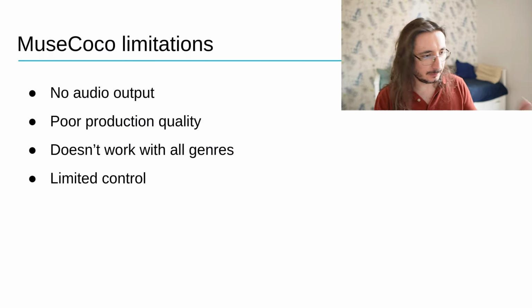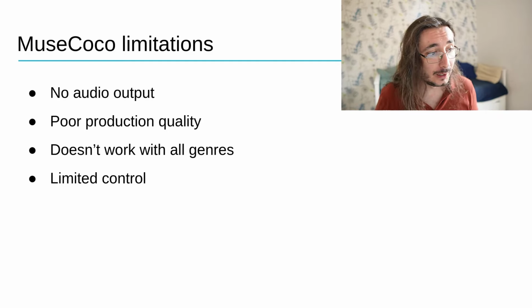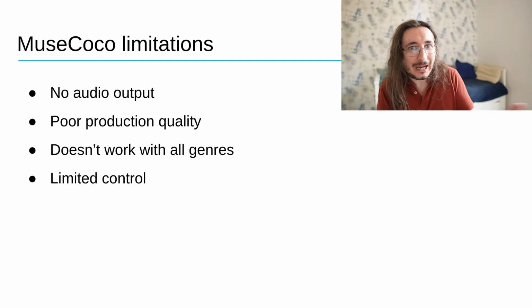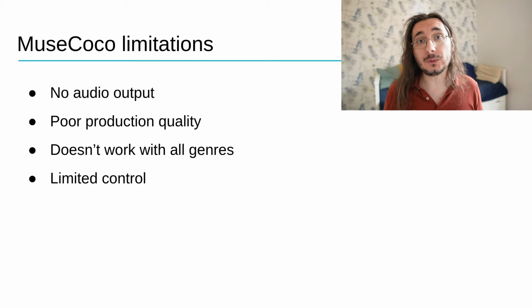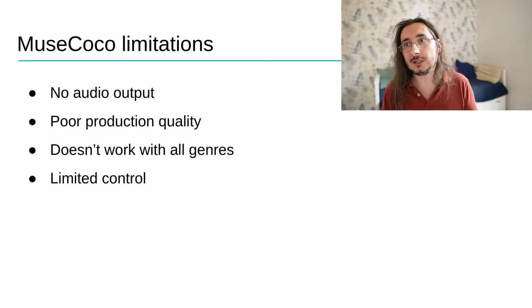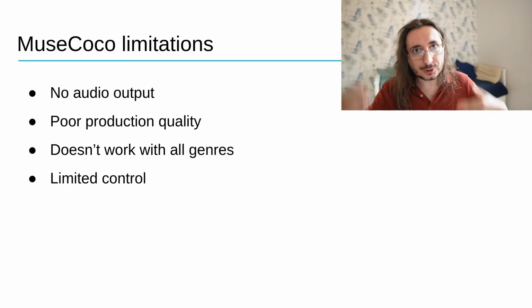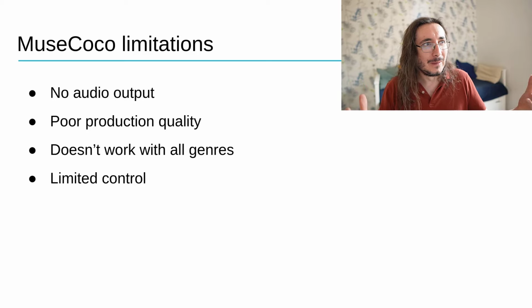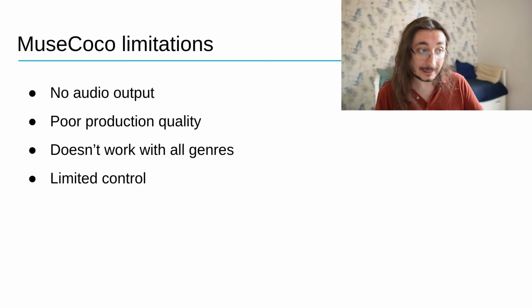Obviously, MuseCoco comes with some limitations. It doesn't have any audio output because, as I said, it generates a symbolic score, which basically means that it has an inherent poor production quality, because at the end of the day, it's just symbols. And symbolic generation, as we know, doesn't work with all genres, especially with those genres where production takes the lion's share. Think of some EDM styles or electroacoustic music where it's all about production and sound. So how can you synthesize that in a score? You can't. And so those genres are not a great fit for a symbolic model like MuseCoco.